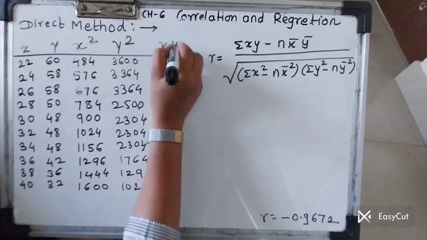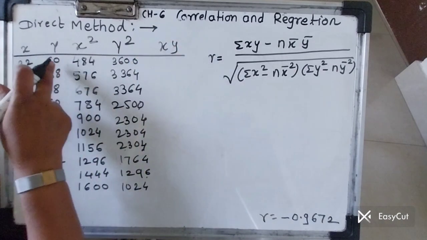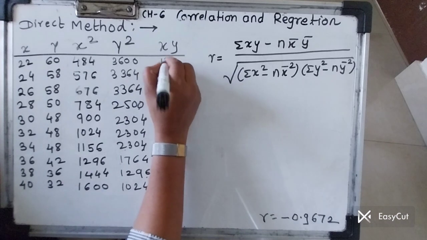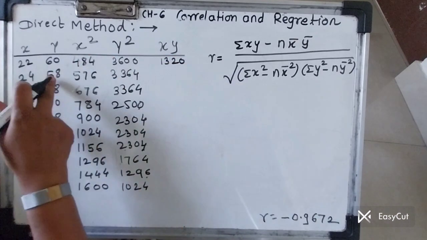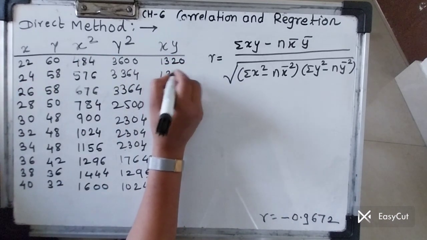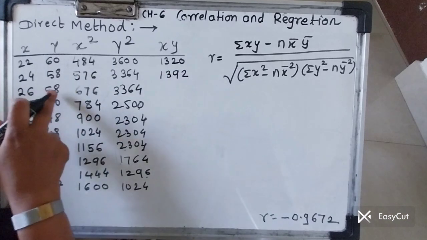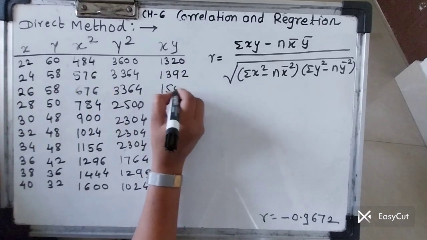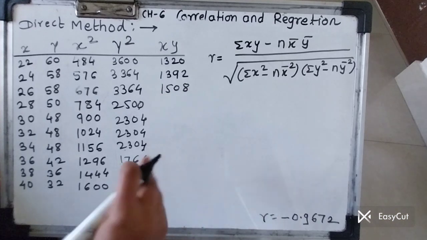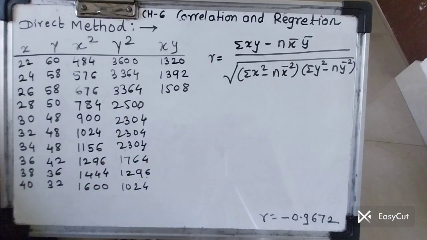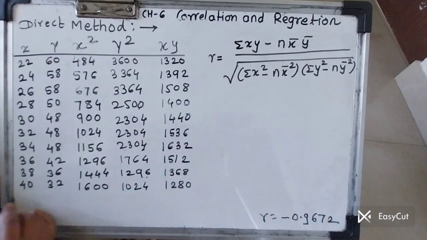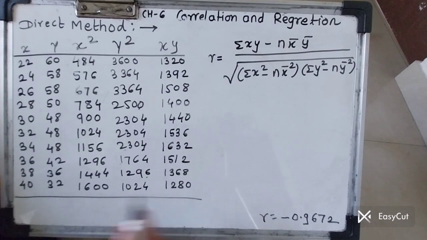Next is xy, the product of x and y. 22 into 60, 1320. 24 into 58, 1392. 26 into 58, 1508. Likewise find all the products. This is the product. Do it carefully.